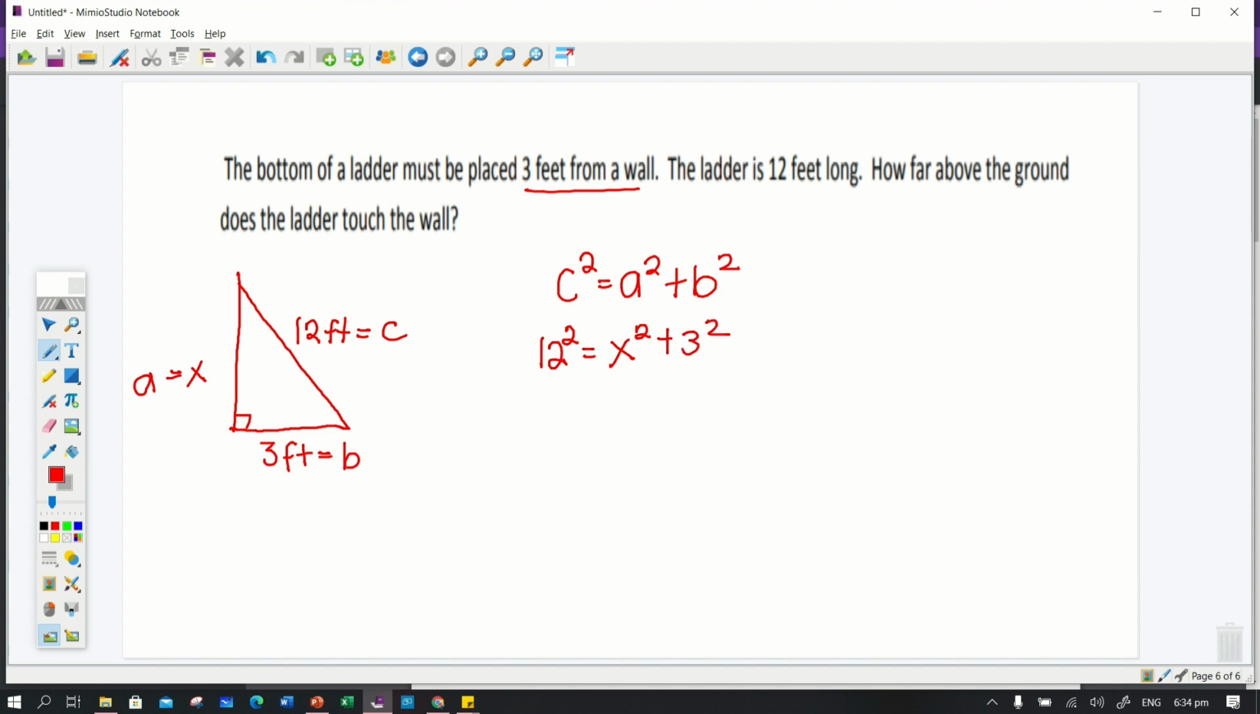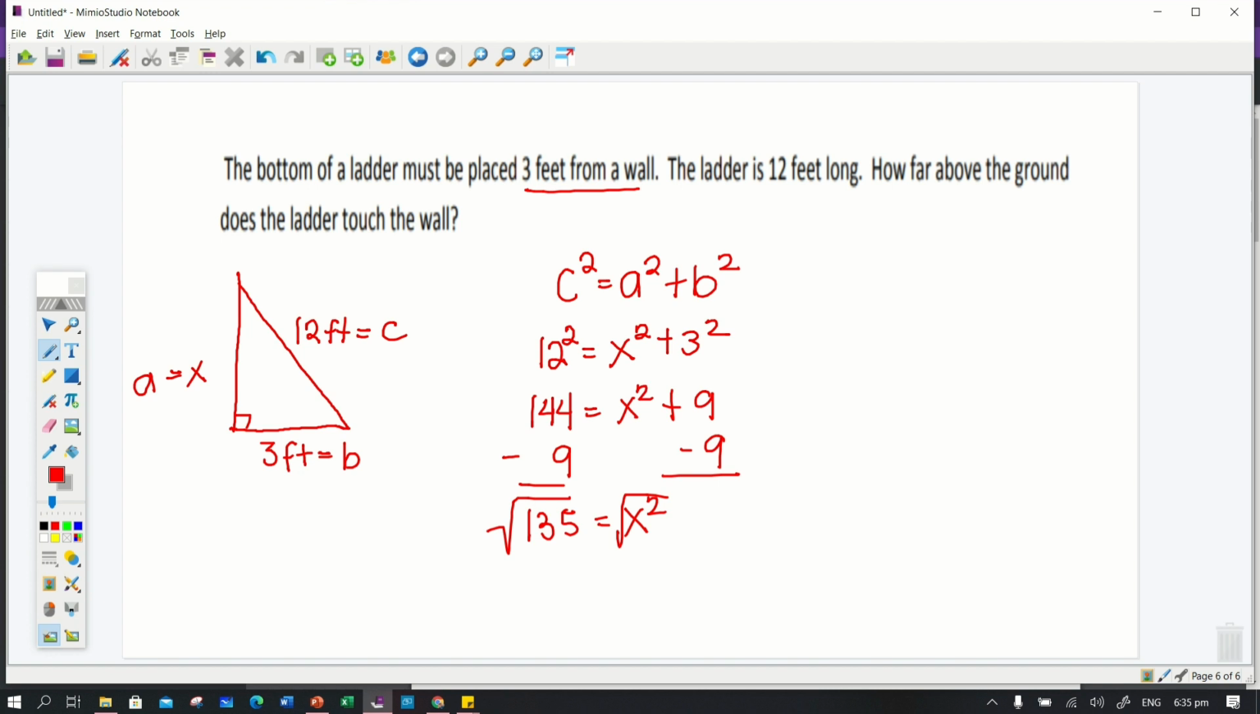So 12 squared is 144, which is equal to X squared plus 3 squared, this is 9. So we subtract both sides of the equation by 9. So 144 minus 9, the answer is 135, is equal to X squared. Then we will apply extracting square root. So we're going to get the square root of 135 and square root of x squared.